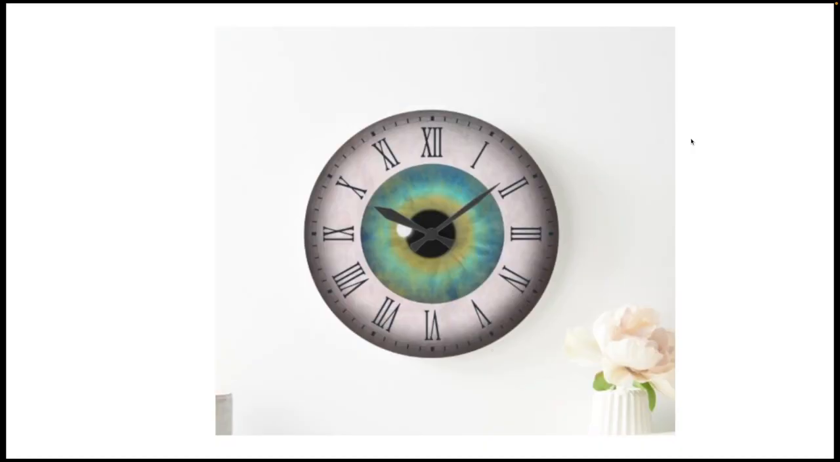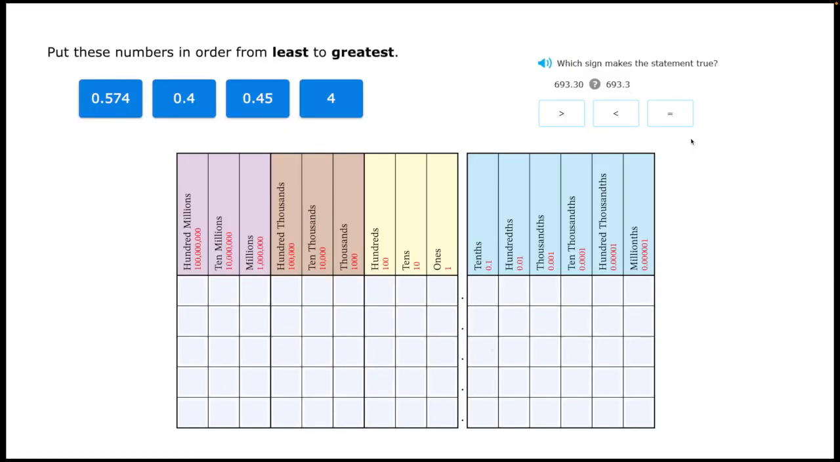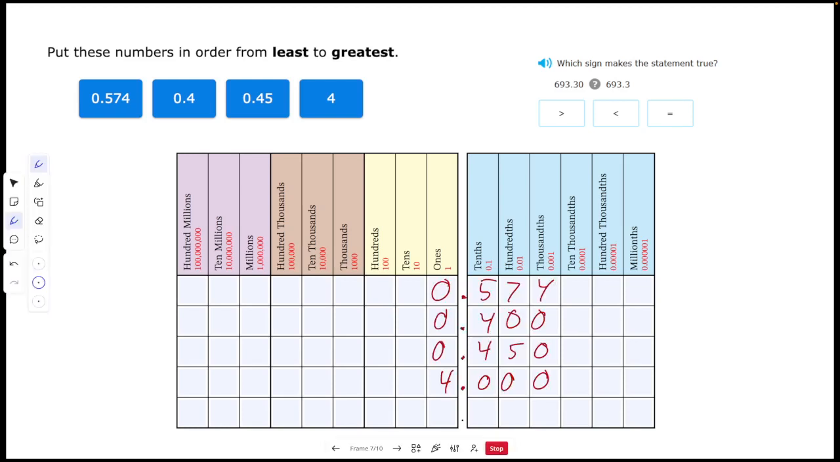Okay, it's time for you to practice what you just learned. Go ahead and pause the video and try these two problems, and when you're ready to check your answers, you can go ahead and unpause the video. Okay, now that you've had a chance to work these problems, let's go ahead and check your solutions.